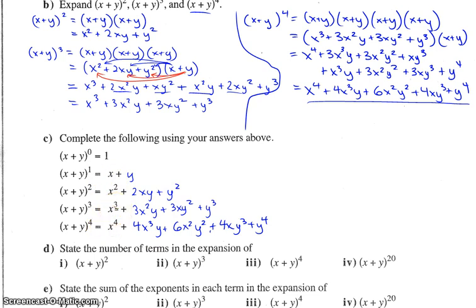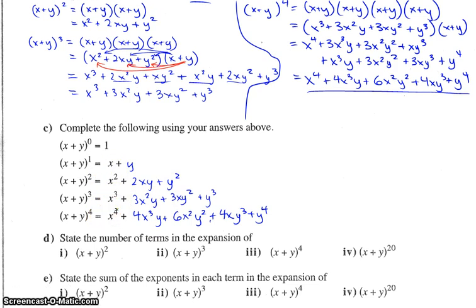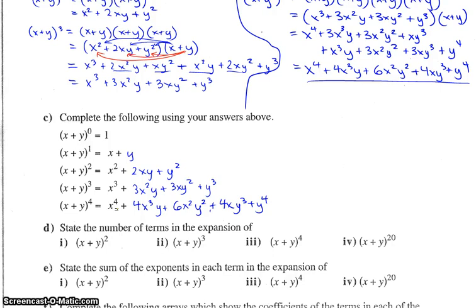So now we're going to analyze this. The good news is we're looking for a shortcut to do this, and this is kind of what Pascal would have gone through to discover his triangle. State the number of terms in the expansion of x plus y squared. So that's this one here. We have 1, 2, 3 terms. So that one had 3 terms.